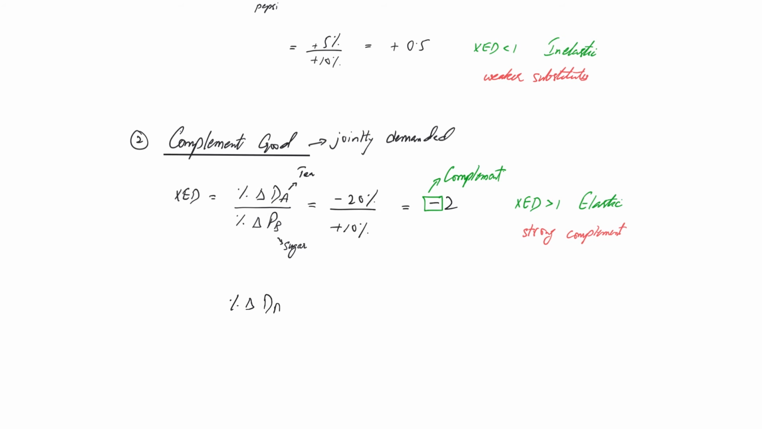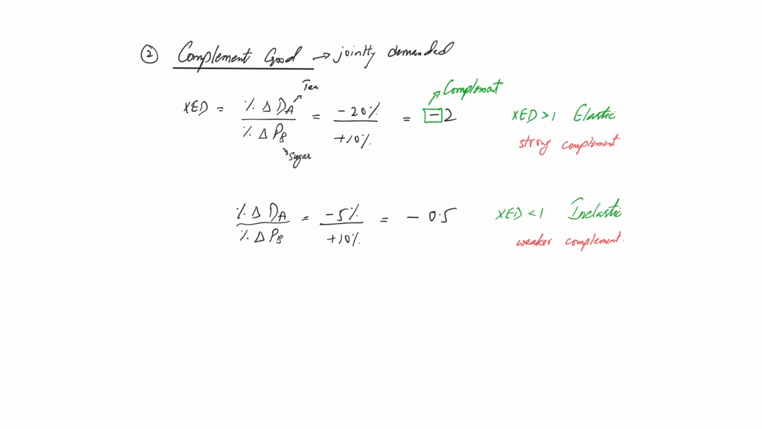However, if the case was that price went up by 10% and the demand just fell by 5%, this is showing a -0.5, and since Xed is less than 1, it's inelastic. And in case of inelastic, we know that they are weak complements because it did not have much of an effect. So the shifts are going to be relatively smaller as well.